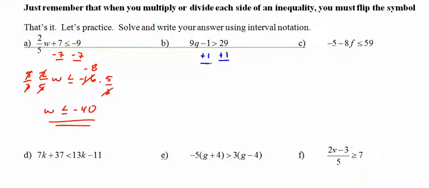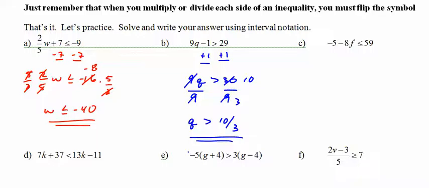By the way, I would have paused this a while ago and tried these on your own. 9q is greater than 30. What's with the ugly fraction? Such is life. 3 and 10. 10/3. No, I don't have to change it into a mixed number. This is high school math, not middle school math.